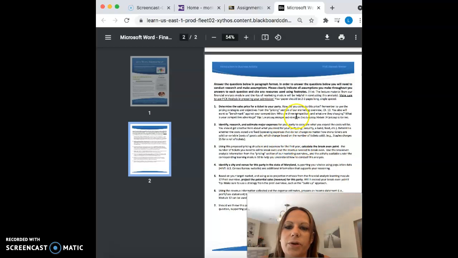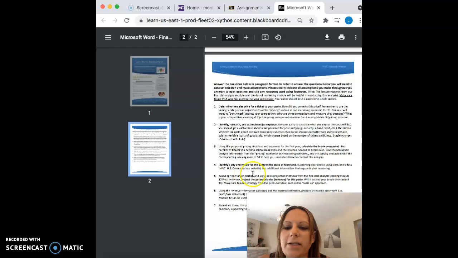We really want to make sure you're going over fixed costs and variable costs and you understand the difference. Calculate the break-even point. Figure out how many tickets you need to sell to break even, and does that number make sense for the capacity of the venue you picked? Identify a city and venue for this party in the state of Maryland. You actually want to call different local venues and find out the cost to hold your party at their venue. And you can use outside research such as the US Census Bureau website to help with your reasoning.